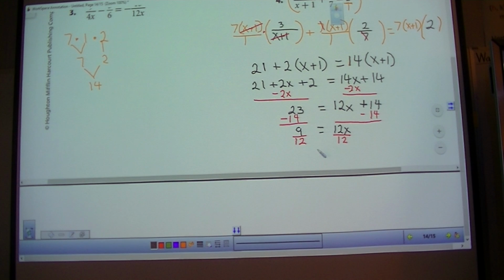So just to tell you, watch out for that. So that 9 over 12 reduces to 3 over 4 equals x. And again, since we didn't square anything all the way through there, this should be just fine. And so x equals 3/4.